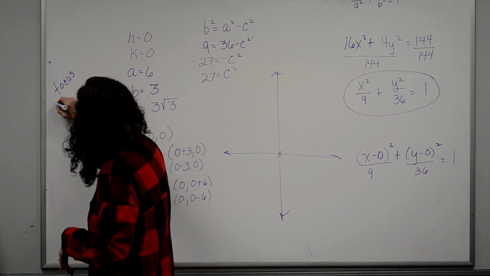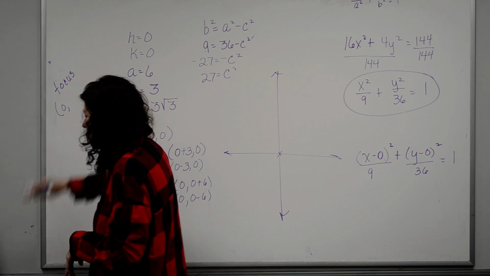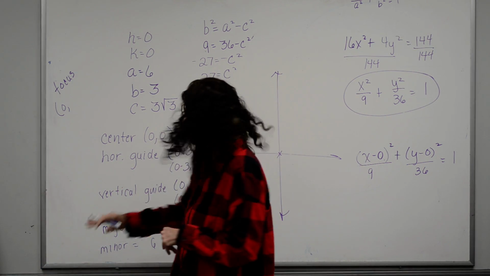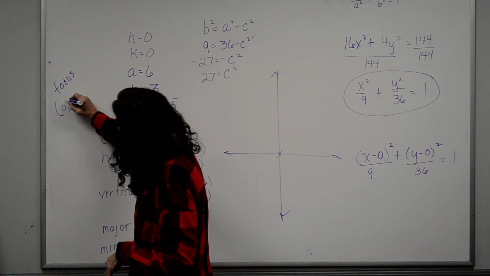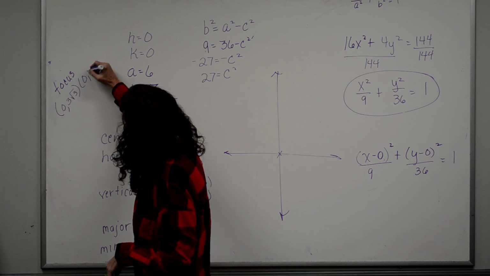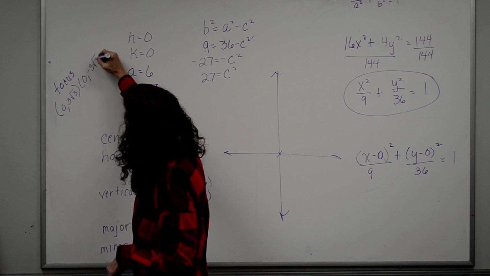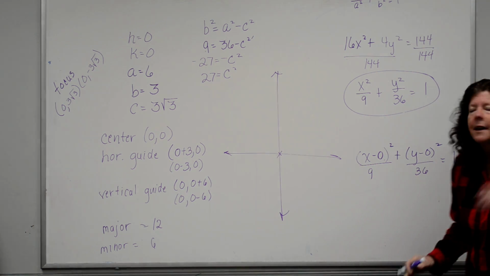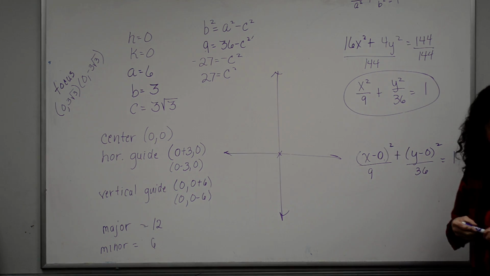So the focus on this one, according to my equation, is h, which is 0, and then I'm going to take the 0, which is my k, and add the c to it and subtract the c. So it's 3 square root of 3, and 0, negative 3 square root of 3. Okay? Just according to my equations. Now, back over here to graphing.